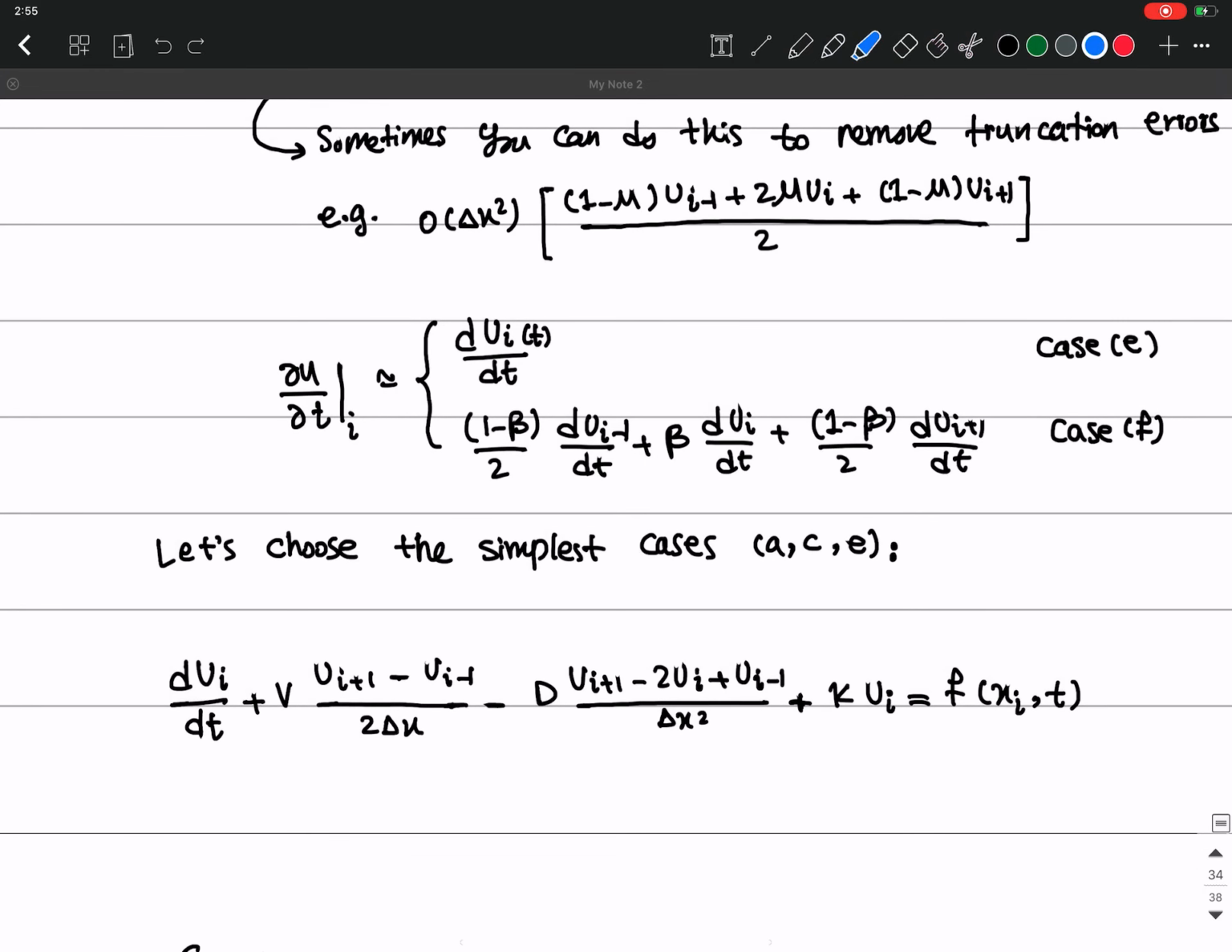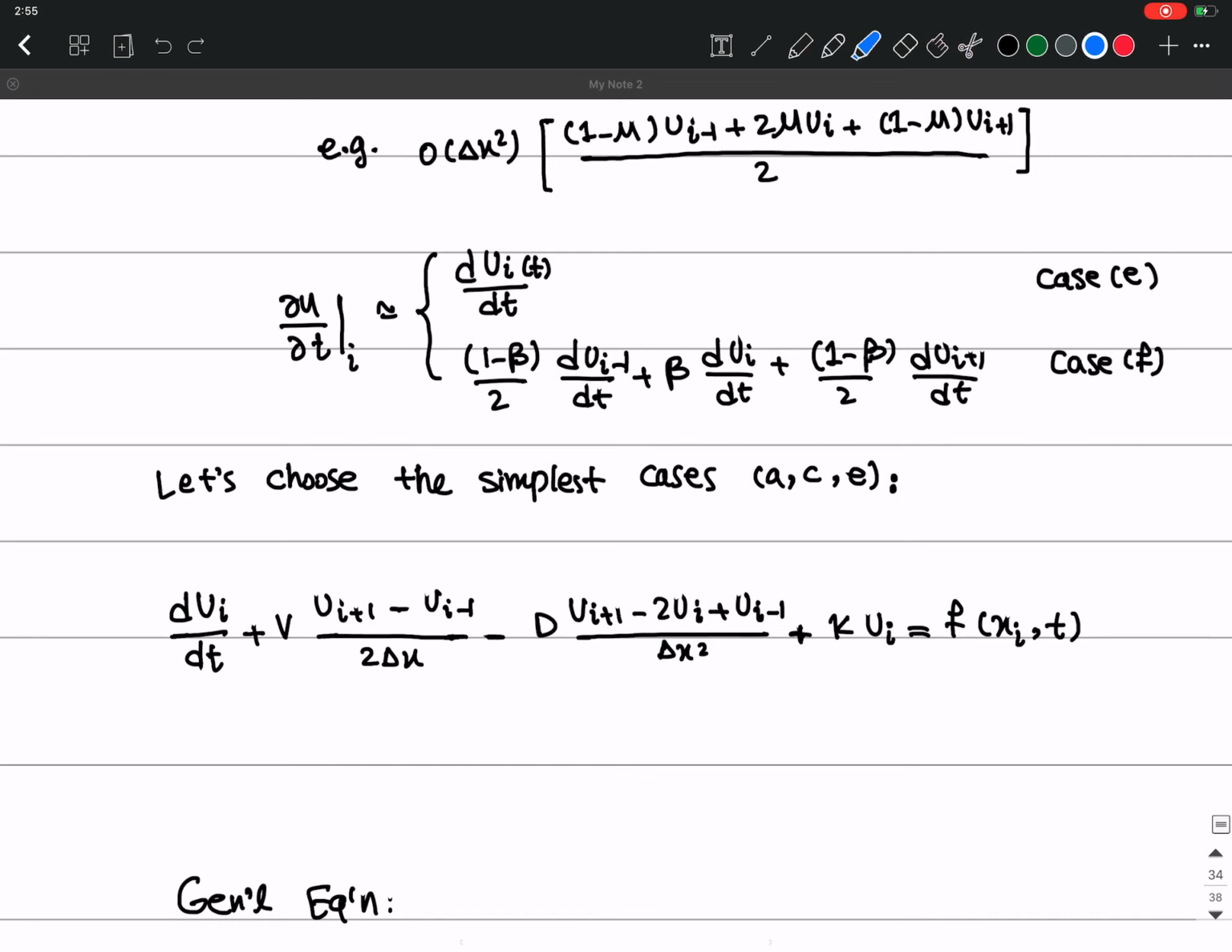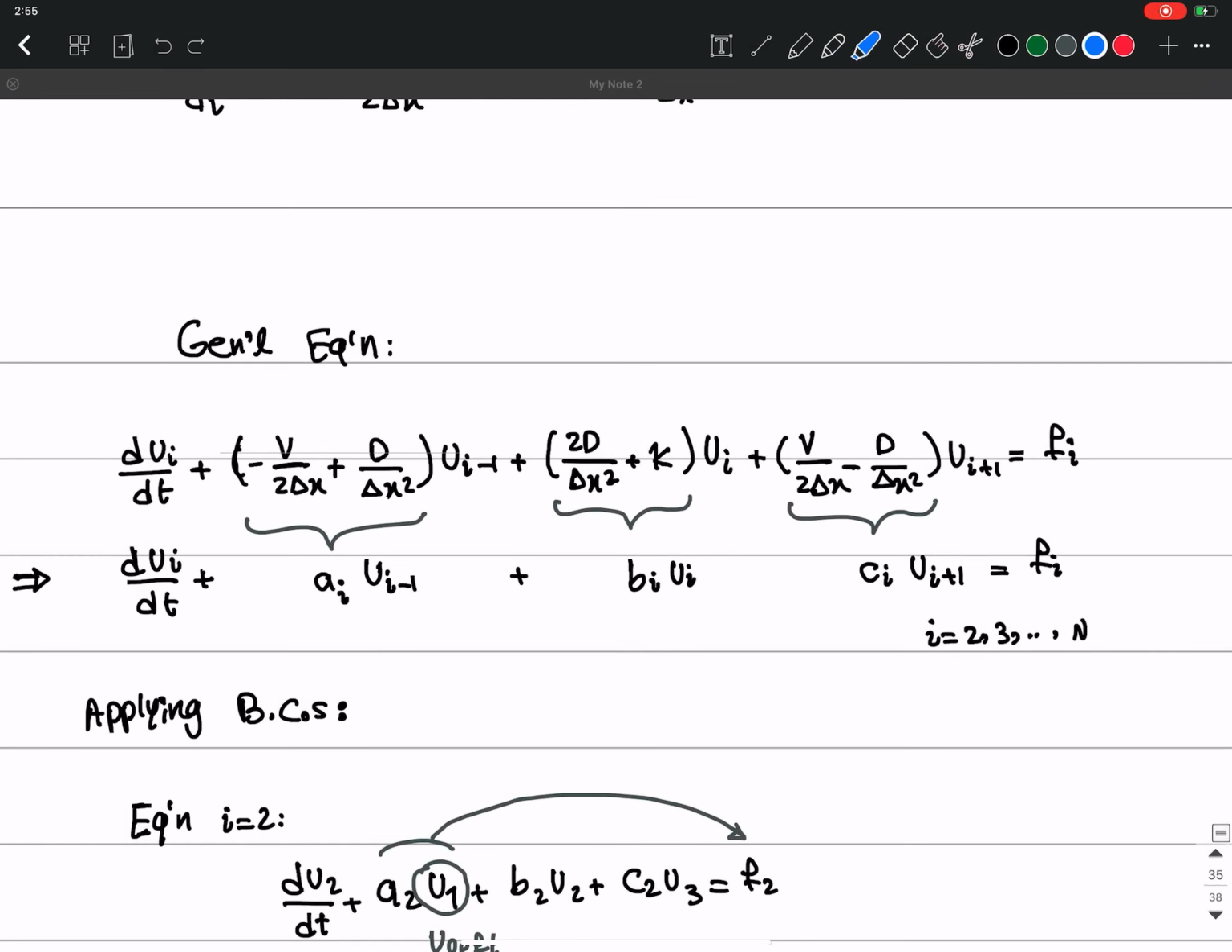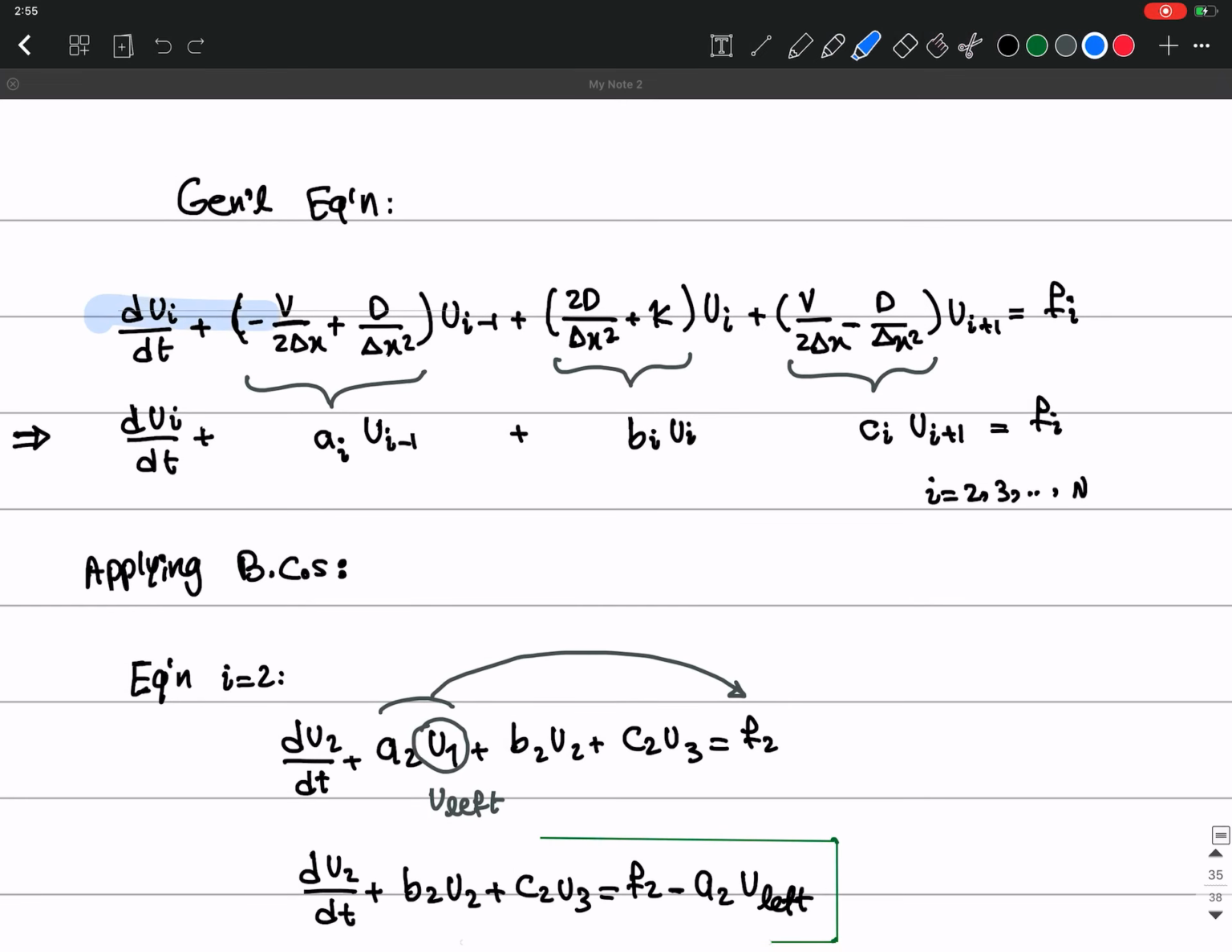And for time, we just chose this one, and we chose the simplest cases. So the first step is that we are just going to discretize in space. This is the simplest case that we chose, but of course you can choose more difficult and more challenging cases.